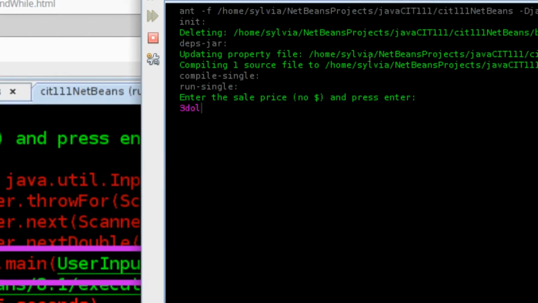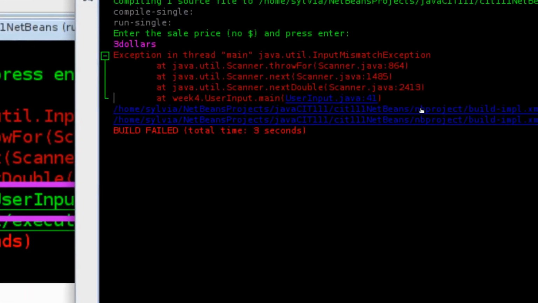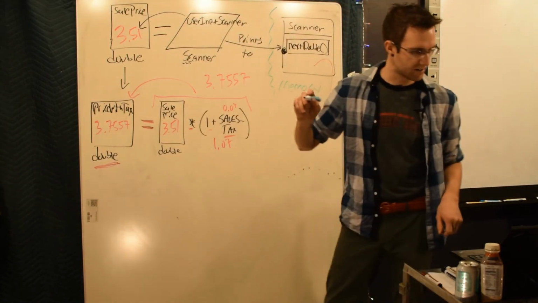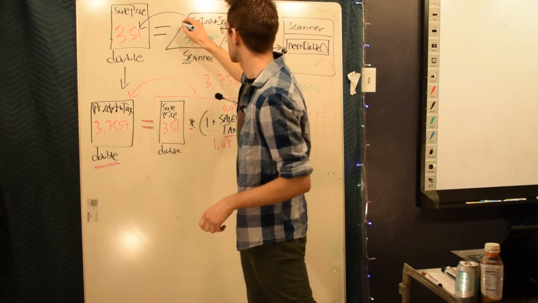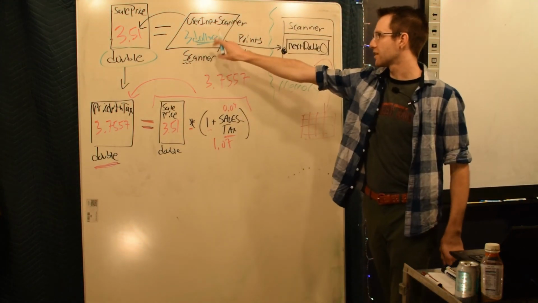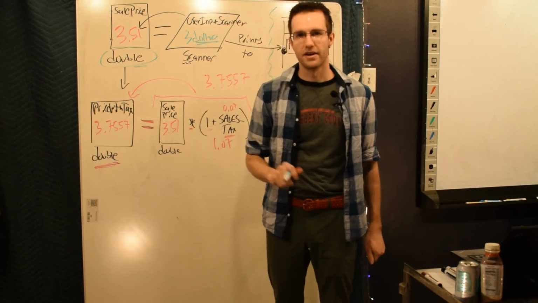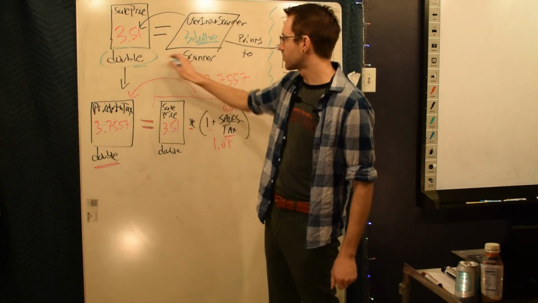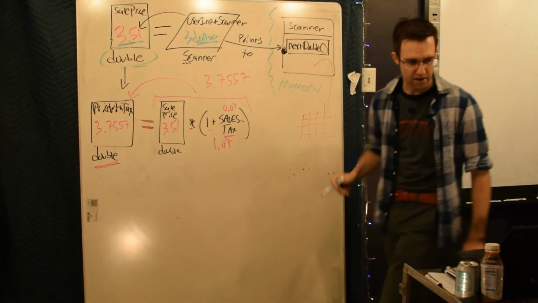But let's try this one more time. If I enter $3, no space, I get an exception. It says input mismatch exception, which means, what did I give the scanner object? I gave it 3 and then the characters D, O, L, L, A, R, S, and it says, I don't know how to turn that into a value of type double. Java is a strongly typed language. It is going to enforce that whatever we store in sale price has to be of type double, or it will give us an error like this.